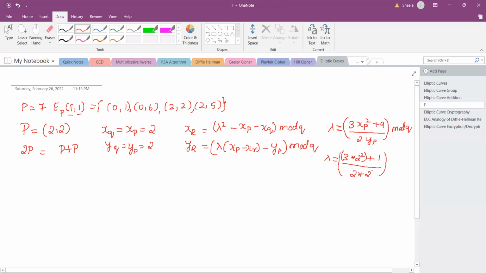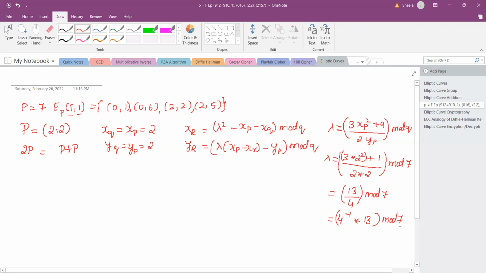So we need to solve this expression. Here 3 into 2 square is 4, so 3 into 4 is 12. 12 plus 1 is 13 by 4. And here we need to take mod 7. So I need to find the multiplicative inverse of 4, which should be multiplied with 13, and then I need to take mod 7.